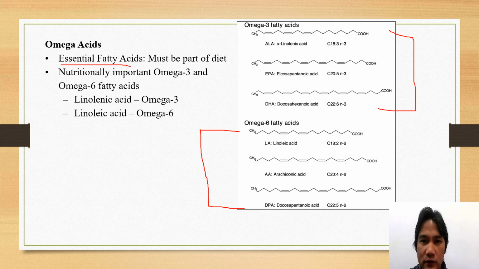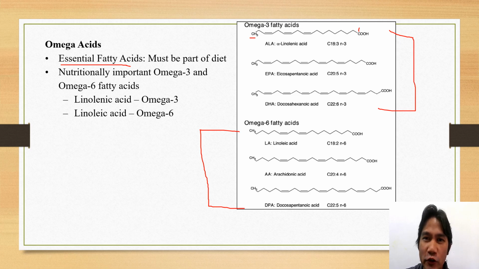The question is, why are they called omega acids? So let's talk first about the omega-3 fatty acids. Omega means last or end. Remember, this is carbon number 1, that's the start or alpha. Let's say just start carbon, the starting carbon, and this is the omega carbon, the endmost carbon.